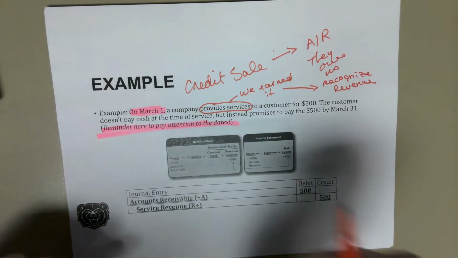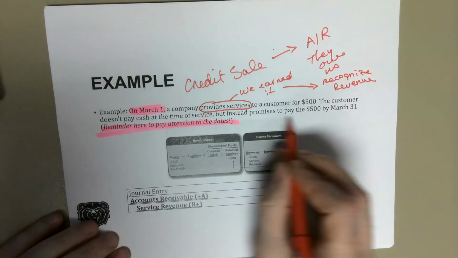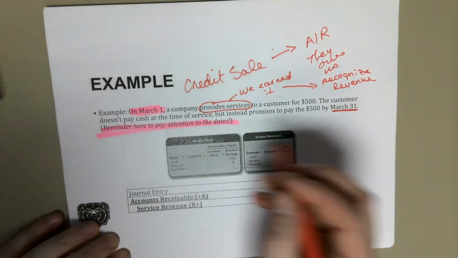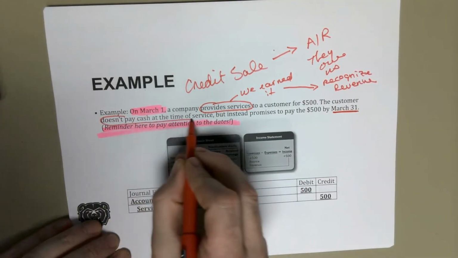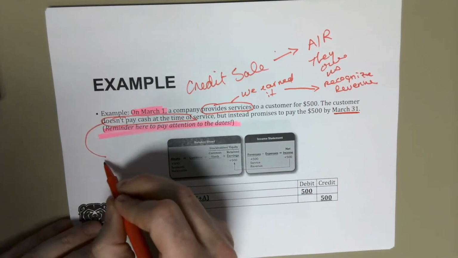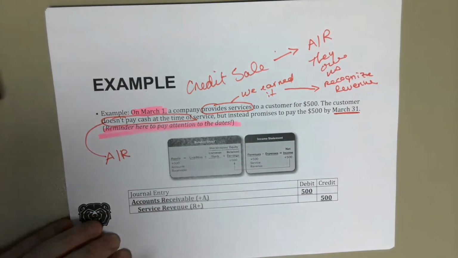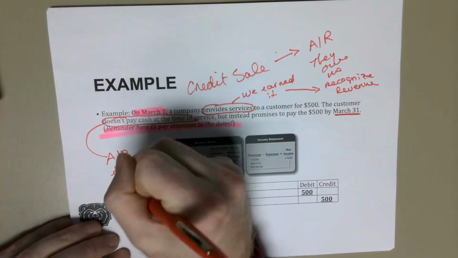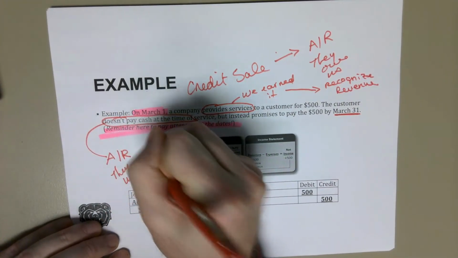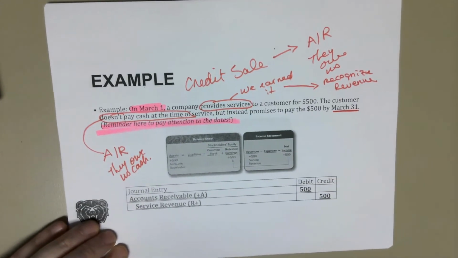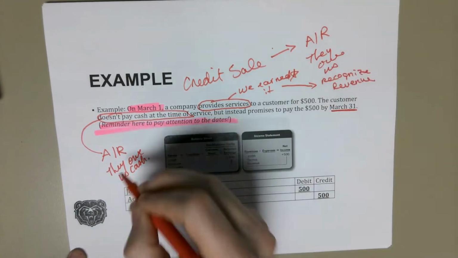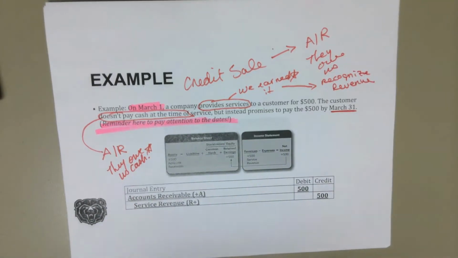The customer doesn't pay cash at the time of service, but instead promises to pay the $500 by March 31st. This is an AR. Doesn't pay cash at the time, so we know this is going to be accounts receivable. They owe us cash. That's why we create that account. That AR account is created to remind us they owe us cash. We've performed the service, we've earned it, but they owe us cash.